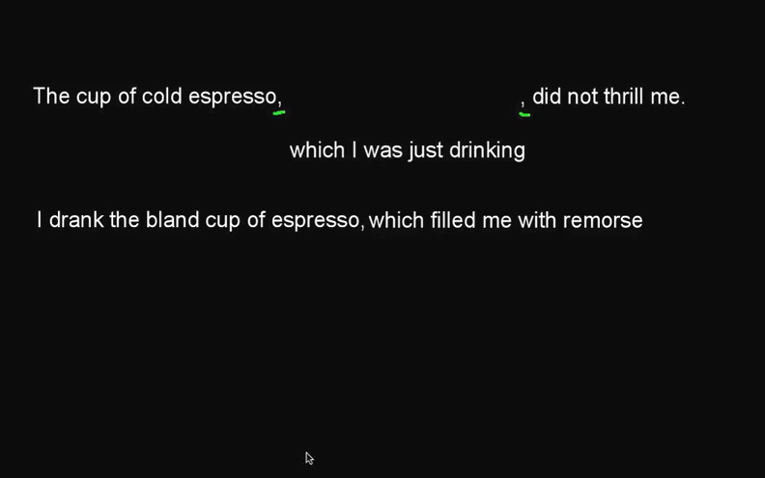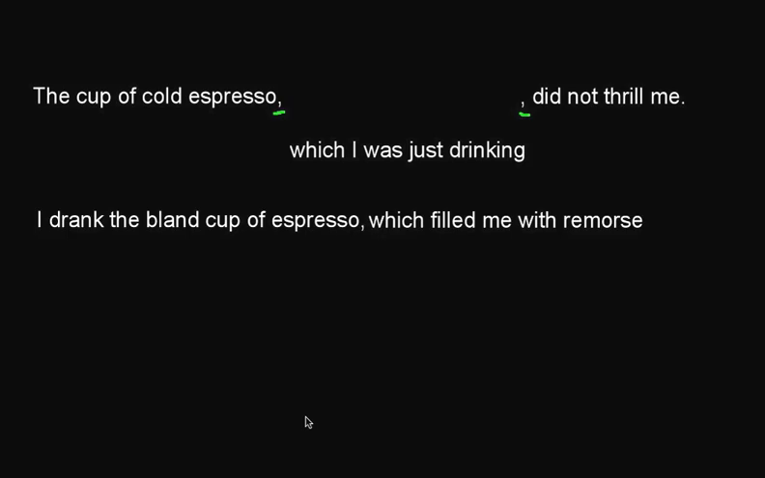So we have the idea of the cup of cold espresso. The cup of cold espresso, which I was just drinking, did not thrill me. Now, the nice thing about non-essential clauses is that you have these commas that set them off. These right here and right here. Those are nice. Commas are nice in just about any type of sentence that students are working on because commas set things apart. They let us know that this phrase or this clause, or in some cases this appositive, is not essential information. So I can, in theory, just take it out of the sentence, and the sentence makes perfect sense all on its own.